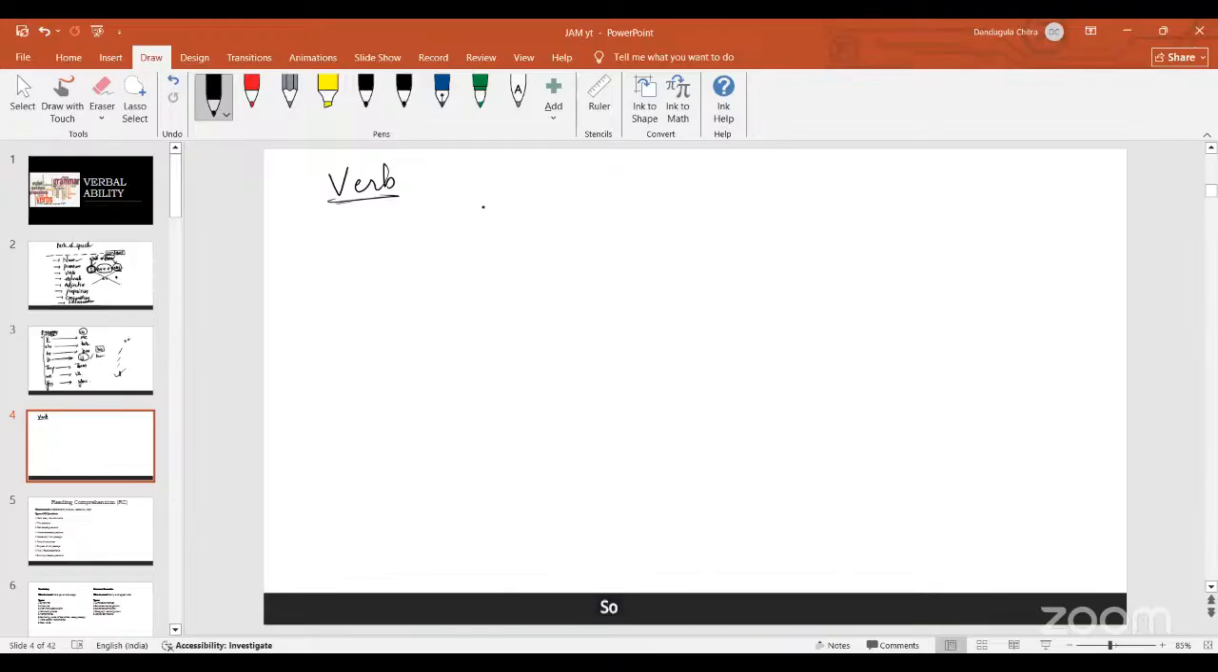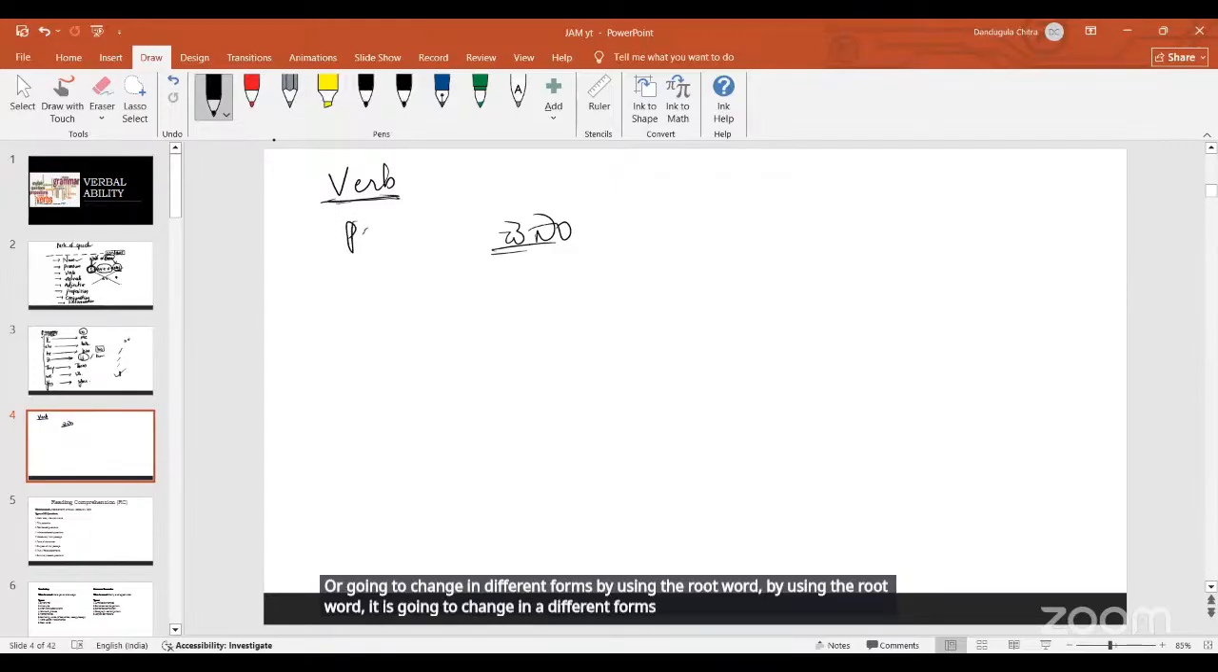So in Telugu we will take one word, chesa: చేశాను, చేస్తాను, చేయబోతున్నాను. According to the timing, we are changing it into different forms, but the root word is the same, chesa. This is a root word, but we are changing this word into different forms according to the timing, like past, present, and future.